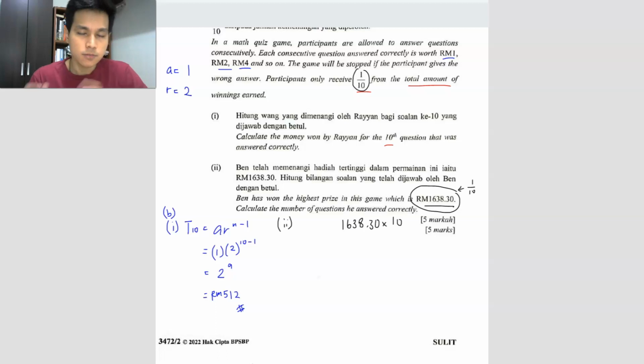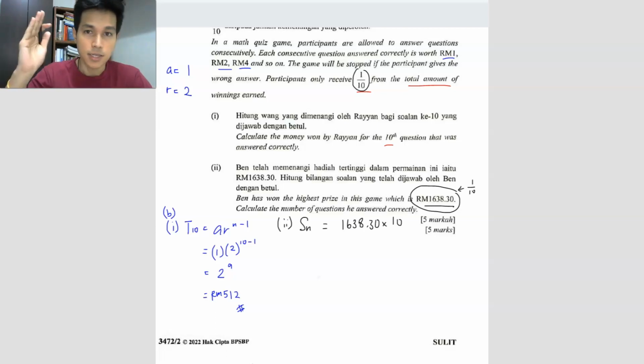So when you times 10, what does this value represent? It represents the sum of the whole sequence, correct? Because the participants will keep answering until they get it wrong. So if he stops at a certain question, you add everything together, then you times 1/10, that's when you get the 1638.3. So now that you multiply by 10, you have the total amount. So this value represents your Sn, the sum of the sequence that he stopped at.